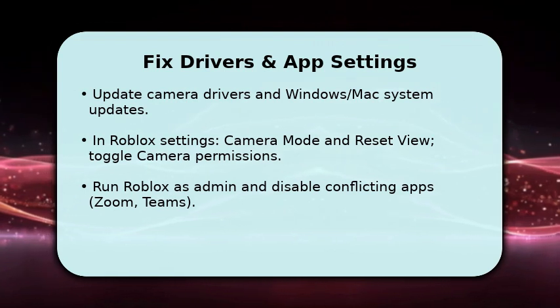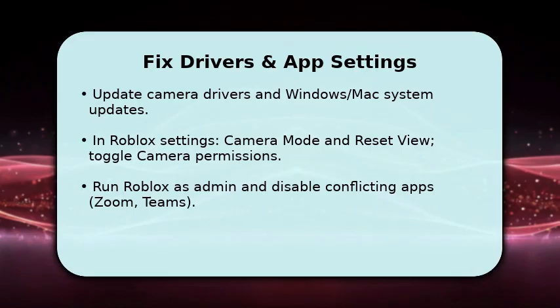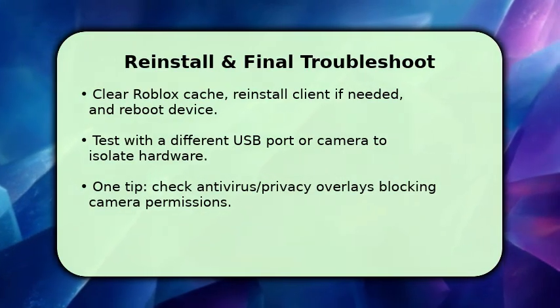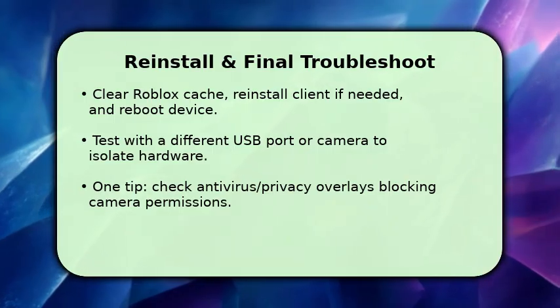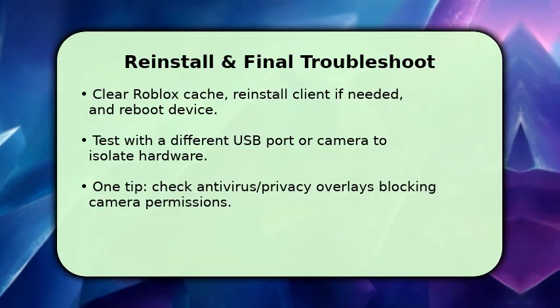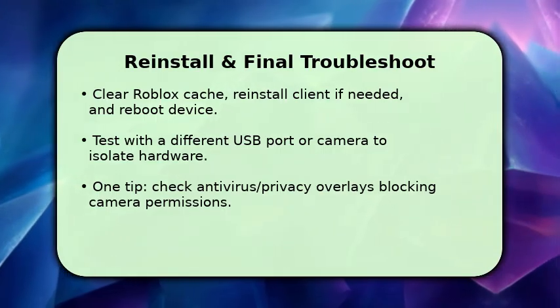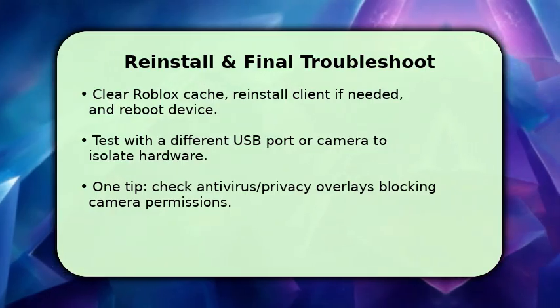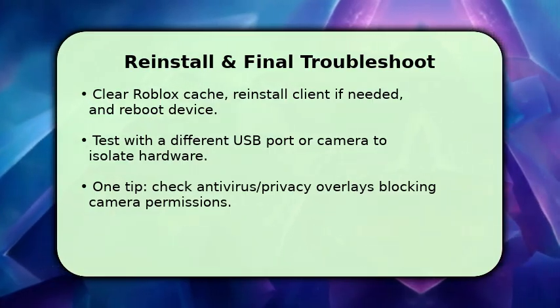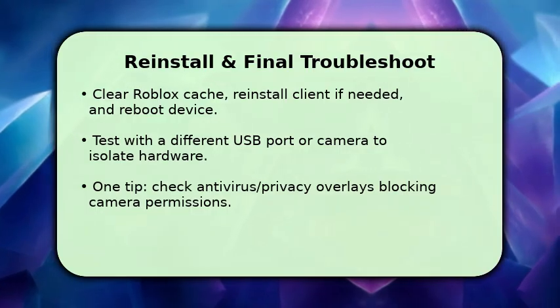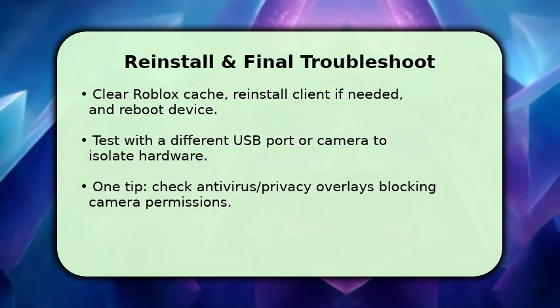Finish by reinstalling and isolating remaining causes. Clear Roblox temporary files or uninstall and reinstall the client to remove corrupted settings, then reboot to apply changes. If the issue persists, try another USB port or a different camera to determine if the original device is faulty. Make sure antivirus, privacy tools, or overlays aren't blocking access. Disable them briefly. If nothing works, note the exact error and contact Roblox.